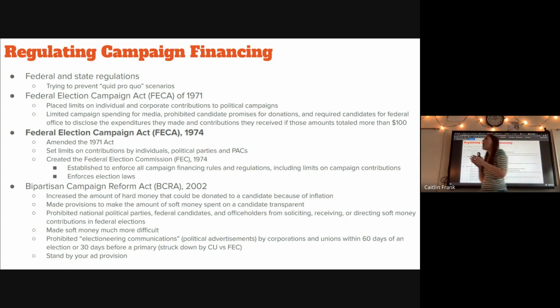Furthermore, BCRA also passed laws to try and limit the success of soft money contributions through things like the stand by your ad provision, where politicians have to say, I endorse this ad, or by not allowing any political advertisements within a certain timeline of elections: 60 days of general elections, 30 days of primaries. So this would stop the bombardment of ads right before an election that soft money contributions were going to.